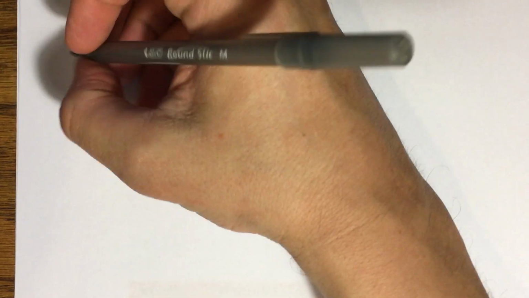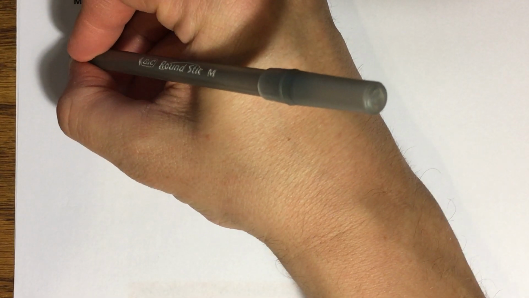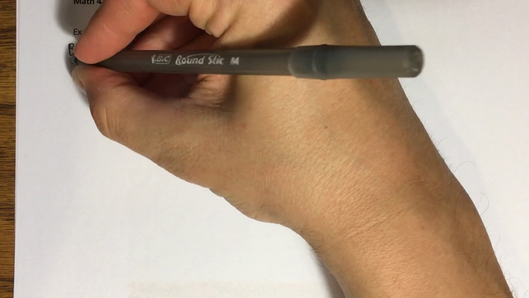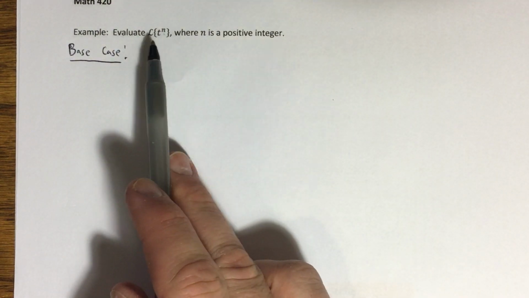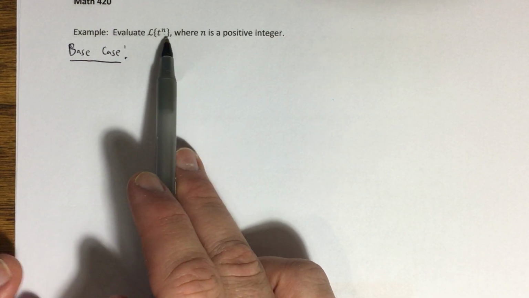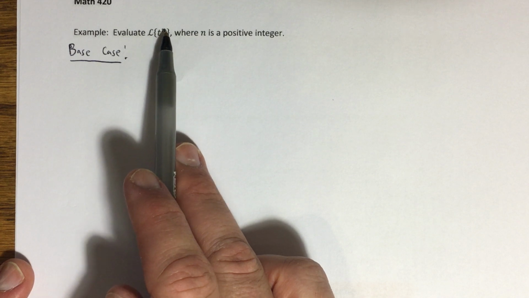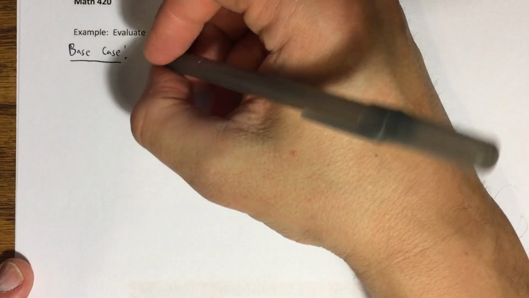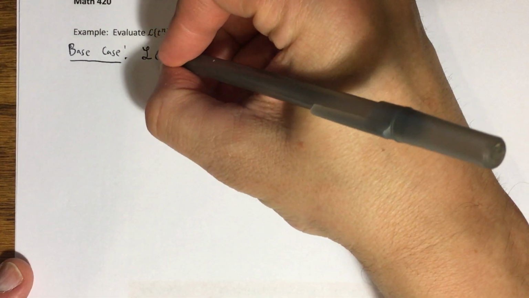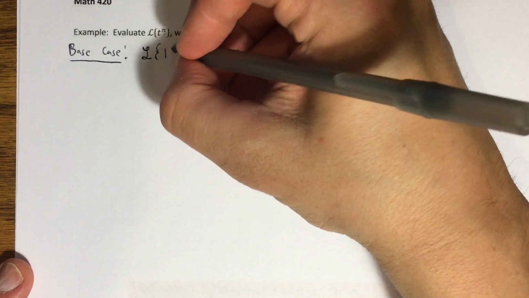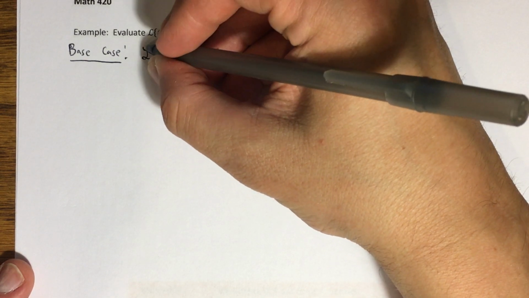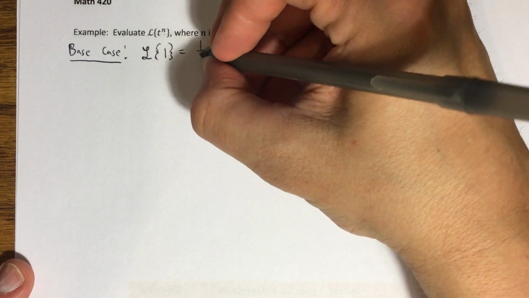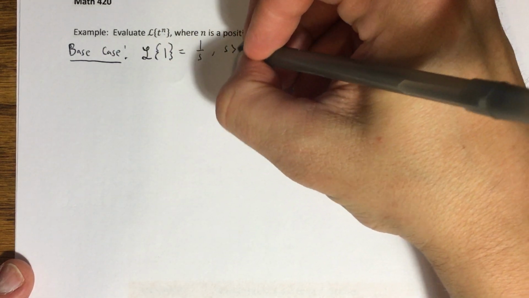But basically, when you do proof by induction, you have what's called the base case. What that means is we're trying to prove the result we're looking for for the smallest value of n, which in this case would be 1, if n is a positive integer. And we've already done that. There's nothing more to prove here. The Laplace transform of 1 we found was equal to 1 over s when s is positive.